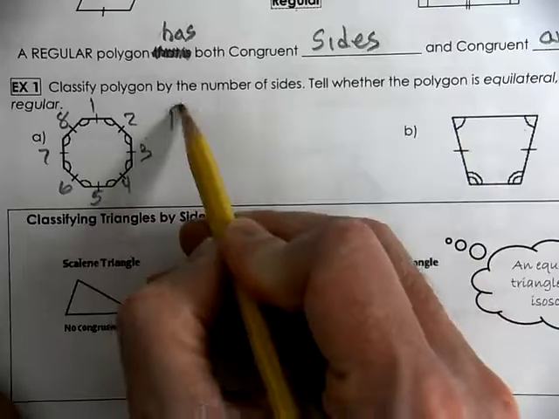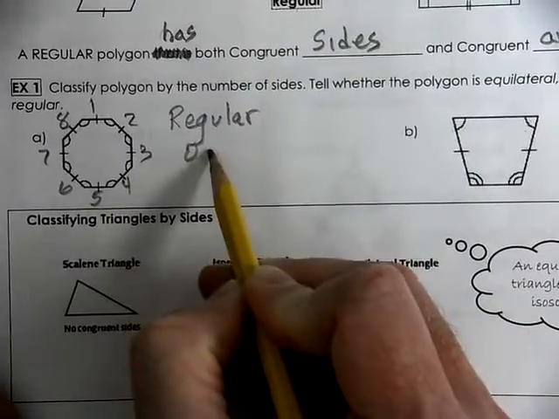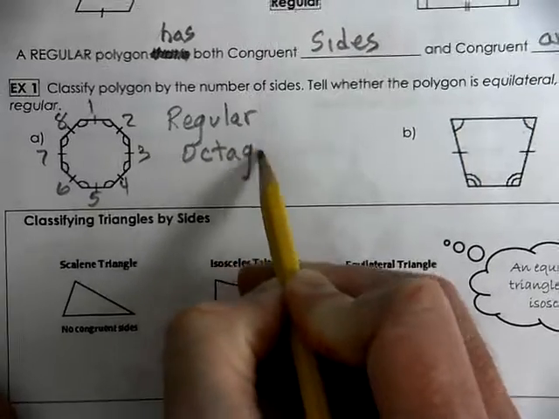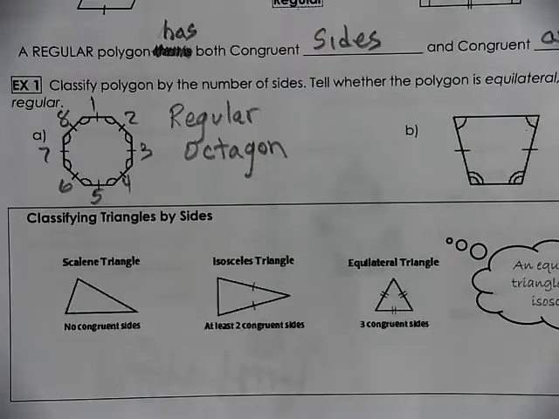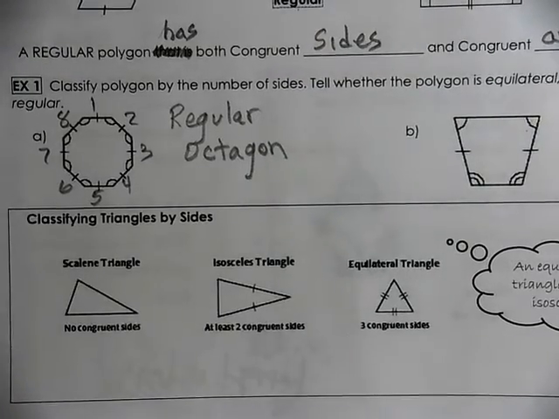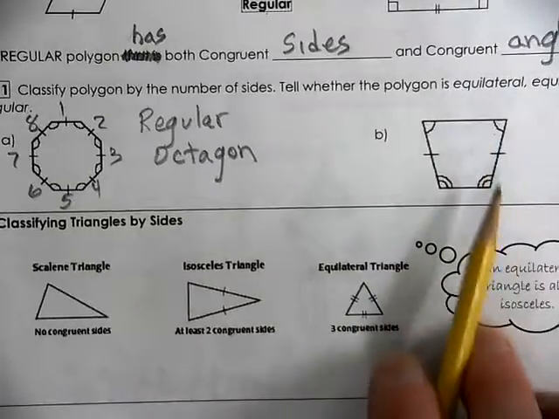So this would be considered a regular octagon because it has 8 sides. Octagon. Now we compare that over here with this quadrilateral.